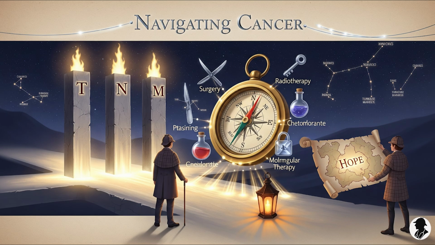What about S for staging? You called it the battlefield map. Yes, staging tells us how far the tumor has spread, the overall burden of disease in the body. And the standard system, the one used everywhere, is TNM staging. TNM, let's break that down. T is for tumor. Right. How big is the primary tumor, or how far has it invaded locally?